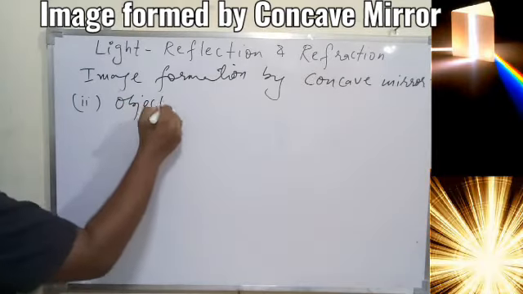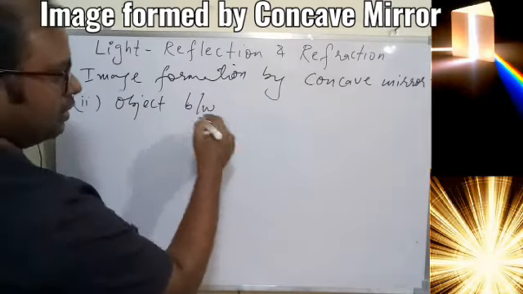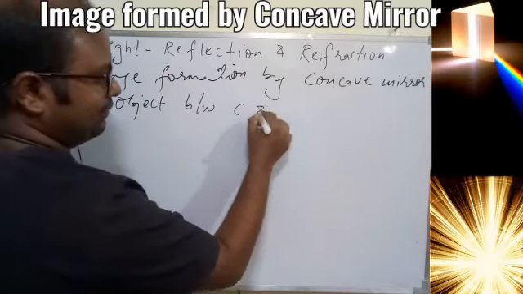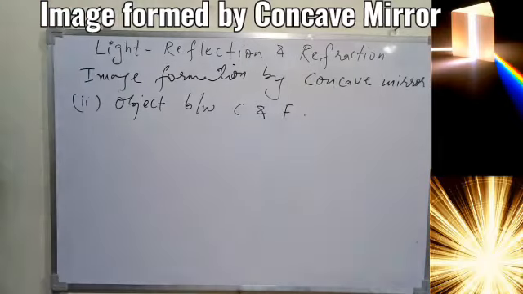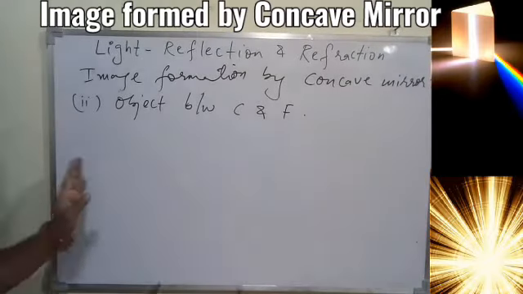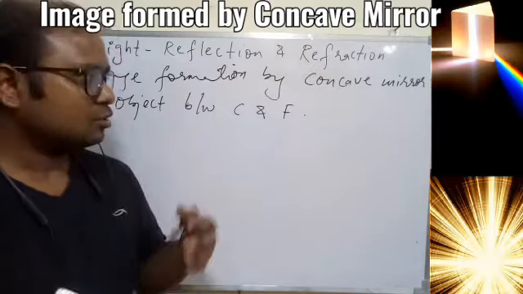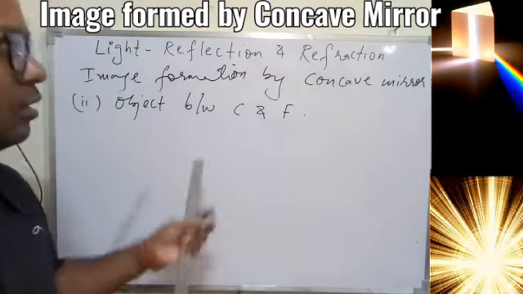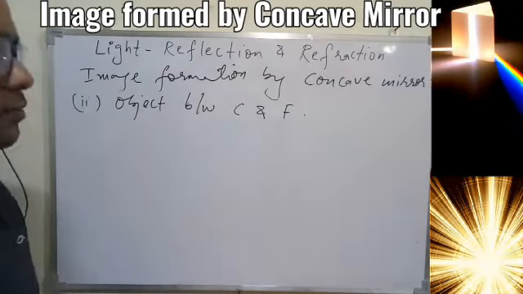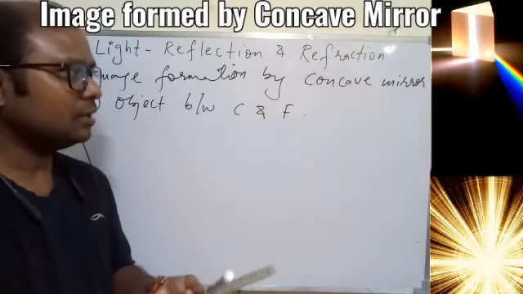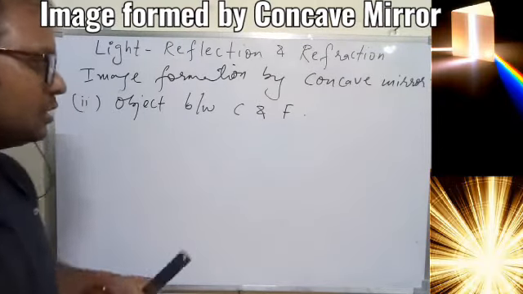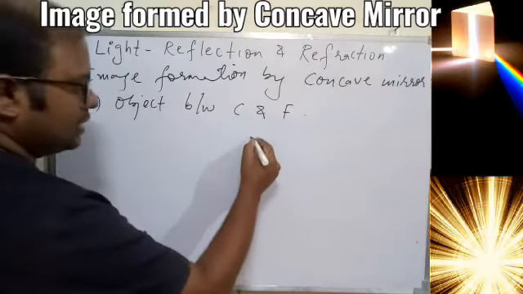Object between C and F. Now we are going to place the object between the center of curvature and the focus of the concave mirror, and it has to be placed in front only. We are not writing here "in front of the mirror", because if you place something behind the mirror, it is understood it cannot form the image. So that is to be understood here. So let's see now.